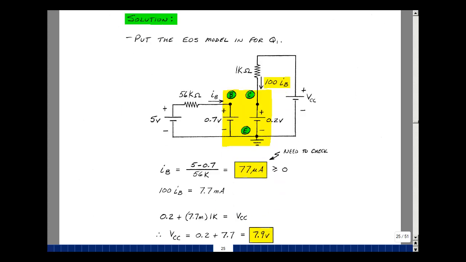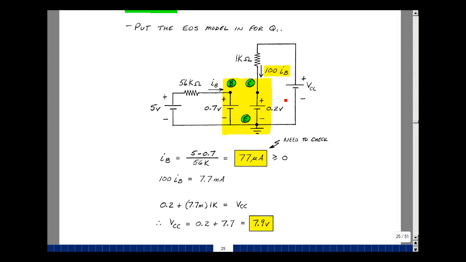Please note that what we've done here is we've overspecified the conditions of the transistor by one more term, by adding this in. We have to back off on one parameter. If we don't do that, we won't get a unique solution to our problem. Our base current is the same as before because it's still (5 minus 0.7) over 56K. And 100 times that is still 7.7 milliamps.